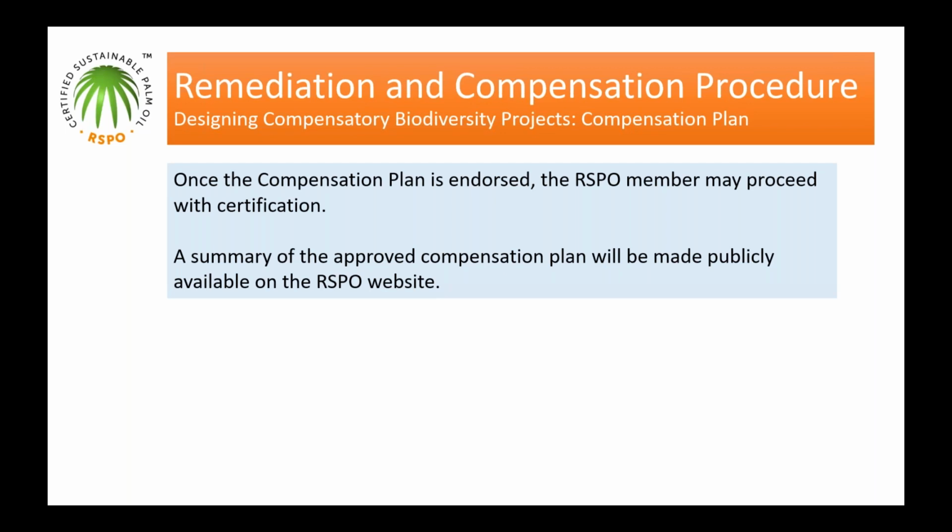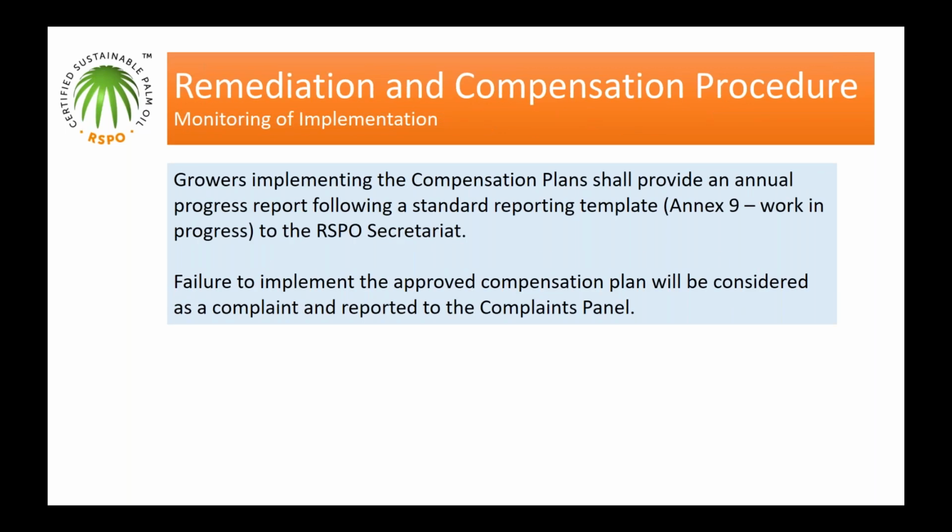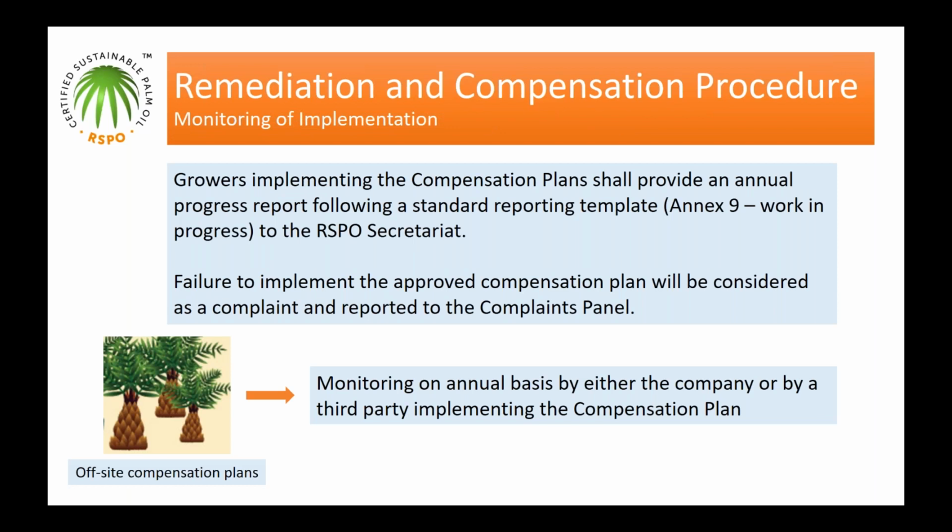All right, in terms of monitoring and implementation, growers implementing the compensation plan shall provide an annual progress report following a standard reporting template. So this template is still work in progress by the BHB working group. Failure to implement the approved compensation plan will be considered as a complaint and reported to the complaints panel.